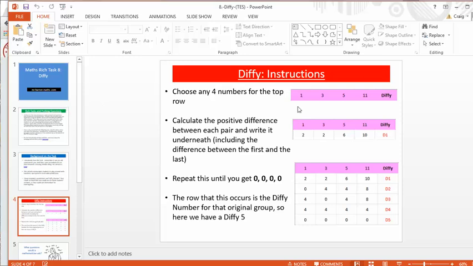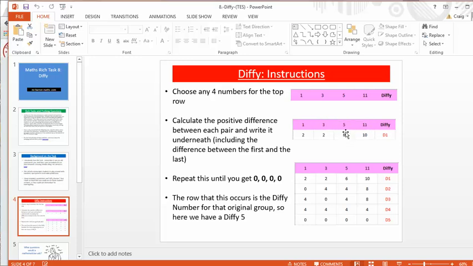You pick any four numbers you like, and I would suggest you start with numbers between about 1 and 15 until the students are happy with what's going on. And then what you do is you work out the positive difference between the first and second number. So you do the biggest number, take the smallest number. So between 1 and 3 is 2, so you write 2 below there. Then for the second one, you work out the positive difference between 3 and 5, which I think is 2, so you put 2 below there.